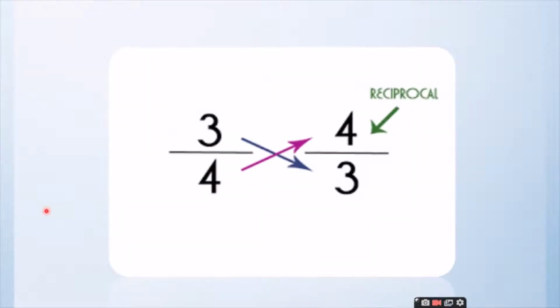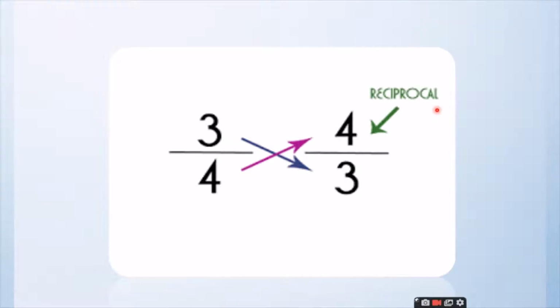Now, what is reciprocal? Reciprocal means make the numerator a denominator and the denominator a numerator, which means just flip the fraction and make the numerator a denominator and denominator a numerator to write the reciprocal of the fraction.